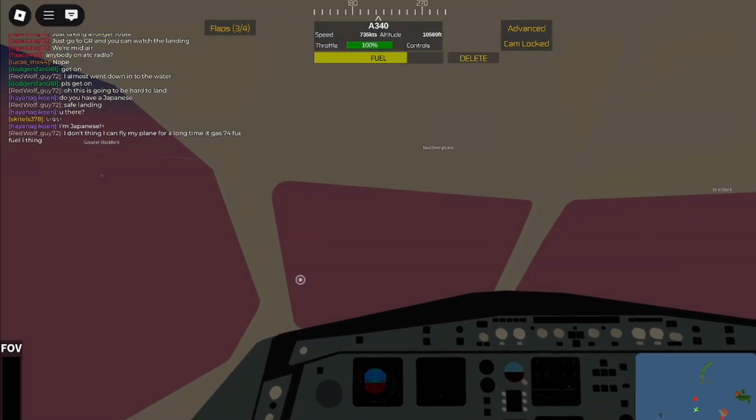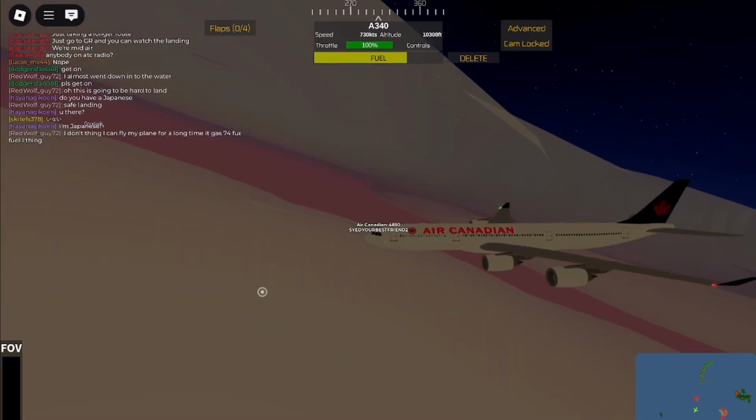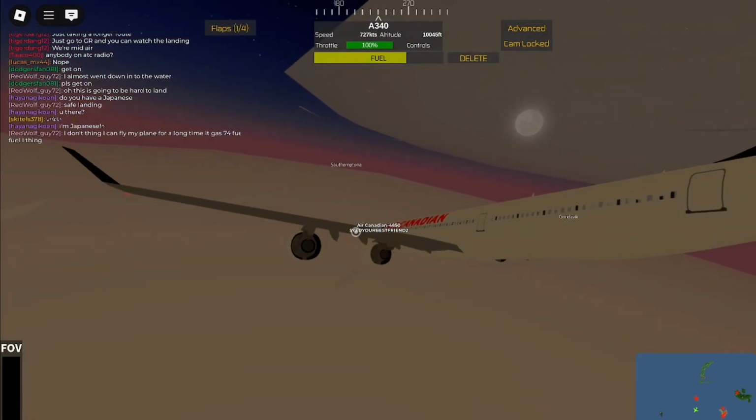Oh, and you can see that there's 4 flaps here because there's a lot. This thing's a lot bigger, so there's a lot more down. Very cool.